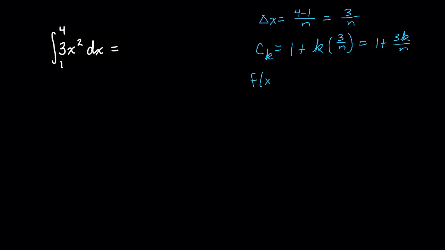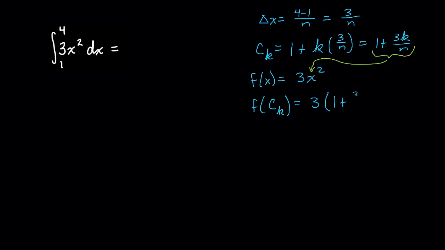Well, what is f of x? Our function is 3x squared. So the limit definition calls for us to use f of c sub k. Well, that tells us we're going to put c sub k, which is this, into x. All right, so that's going to give us 3 times 1 plus 3k over n squared.